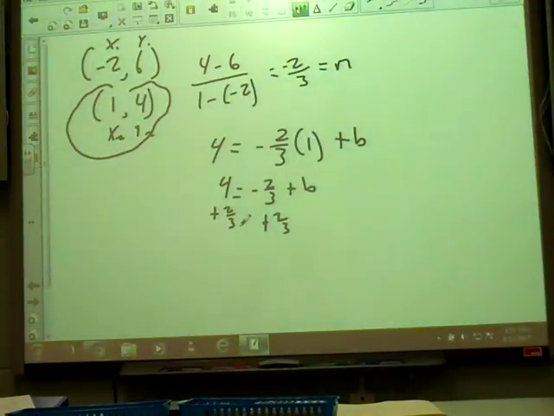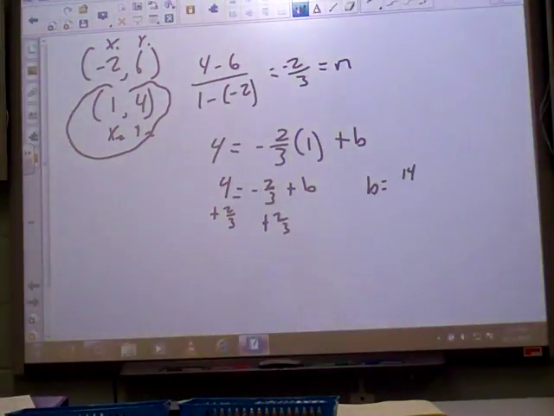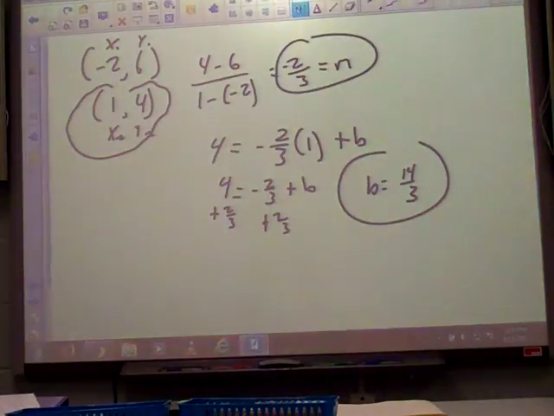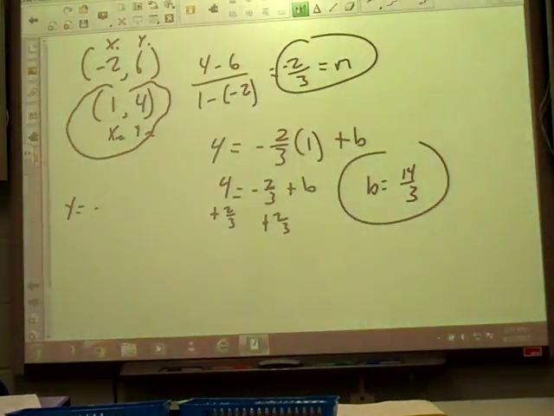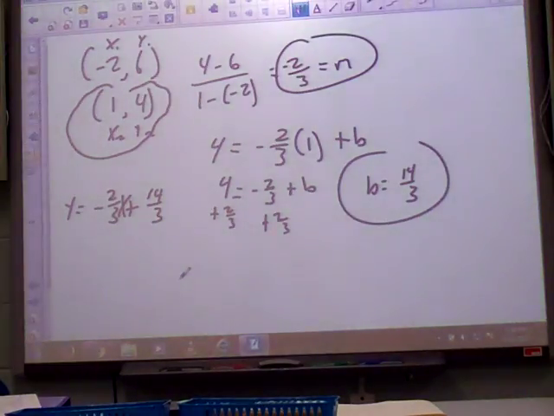That's 12/3 plus 2/3, 14/3. So b is 14/3. So I got a b, I got an m, y equals mx plus b. I forgot my x there with my 2/3. There we go. Squeeze that thing in. Alright, trying to get this in standard form now.